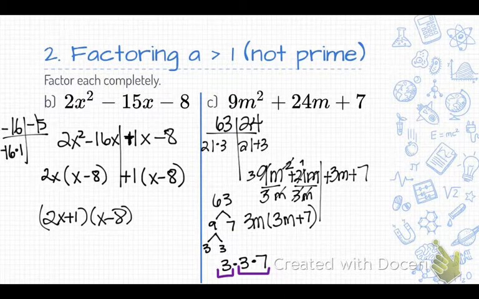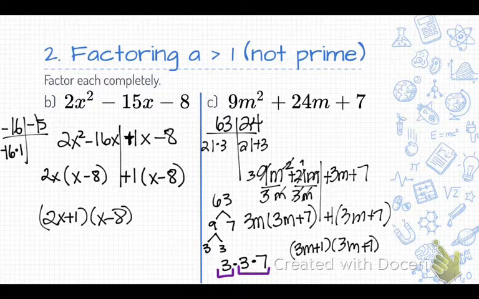Okay, now here's where I think your question was. Right here on my right side, 3m plus 7, is there a number that goes into both of those? No, it's kind of like with the 8 and the 5. So instead, I know I have 3m plus 7, and that's what I need. So what is the GCF that comes out? Positive 1. So I'm going to write a plus 1. So that means my answer is 3m plus 1 times 3m plus 7. And that's my answer for this question, okay? Does that make sense?